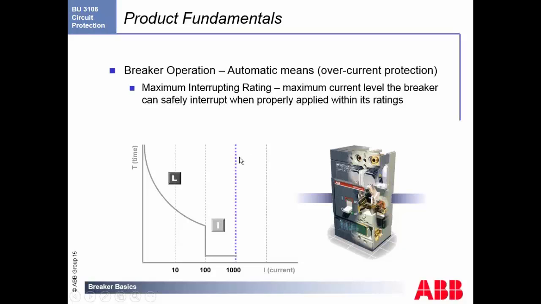So it's very important to look at the ratings, both the voltage ratings and the maximum current level. Generally, I like to recommend you stay 80% below the maximum current rating. So if your normal current is going to be around, say, 800 amps, you would pick a 1,000 amp breaker, and then you will be running safely below this mark on your breaker.